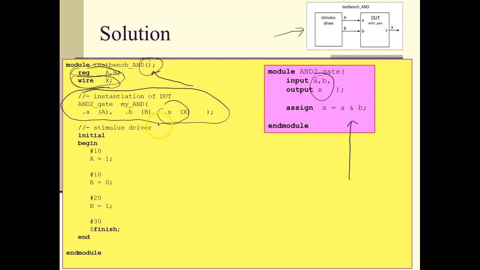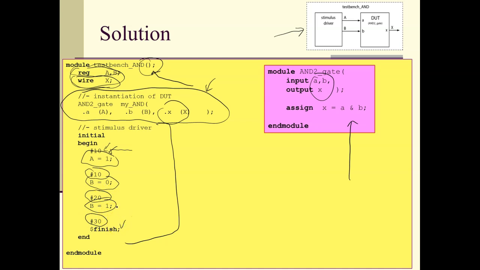So there's the instantiation of the device under test. Here's your initial block. There's one initial block, and what this is doing is saying it starts at time 0, and the first thing it does is wait. It waits 10 time units, then it assigns a 1 to A. Waits 10 more time units, it assigns a 0 to B. Waits 20 more time units, it assigns B to 1. It waits 30 time units, and then it finishes.